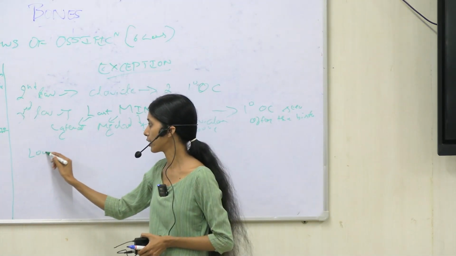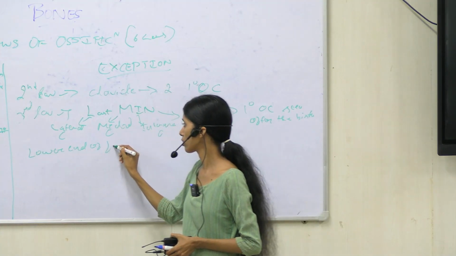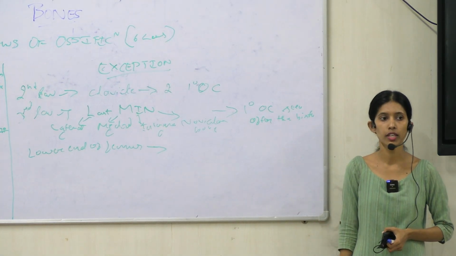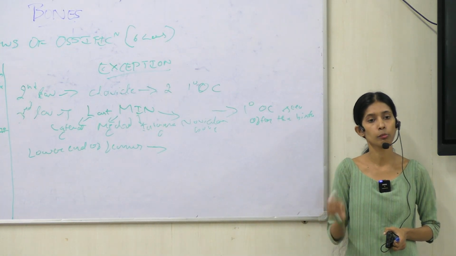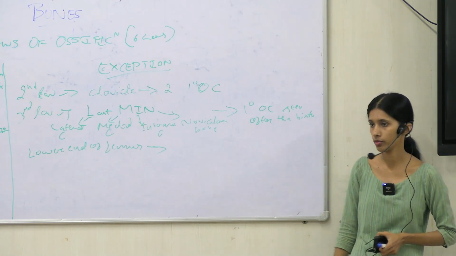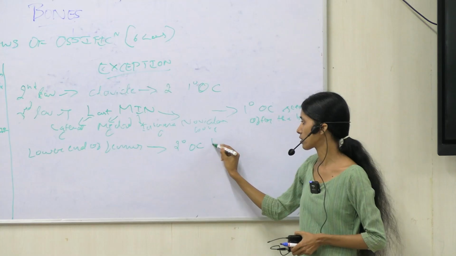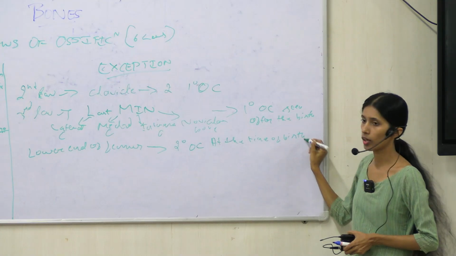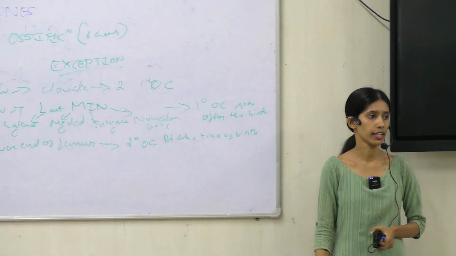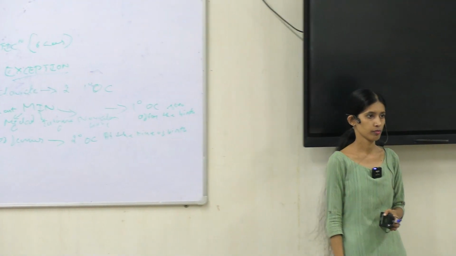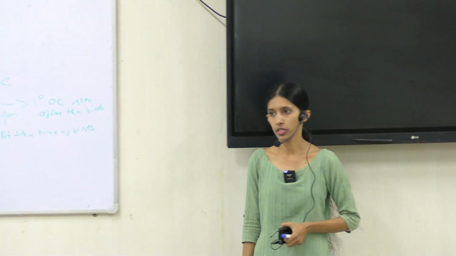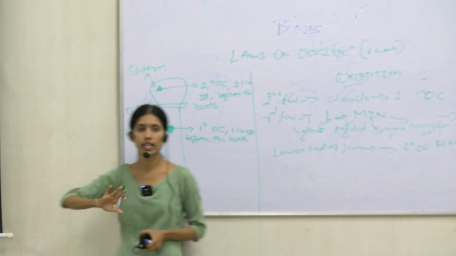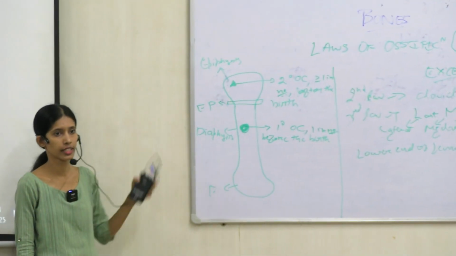It is the lower end of femur. In the lower end of femur, we can see the secondary ossification center before the birth or at the time of birth, that is in the 8th or 9th month of the intrauterine life. Okay, these are the exceptions.